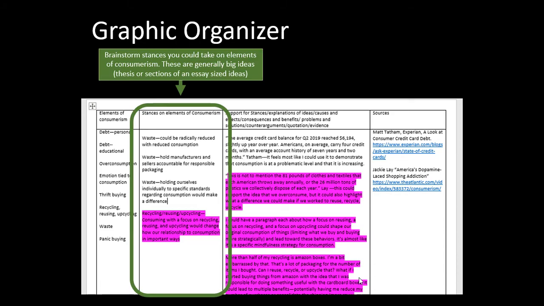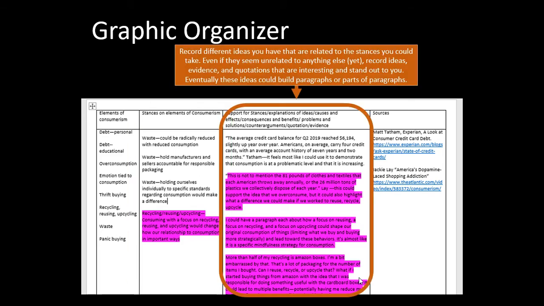So the next column is different stances on elements of consumerism. So in the first column, you come up with that element like debt or personal debt. And in the second column, you would come up with a stance or an argument about that element, like personal debt. And these are generally fairly big ideas, fairly big stances, fairly big arguments. They are kind of the size of a thesis or an essay topic, or maybe even a section of the essay. They're fairly big ideas.